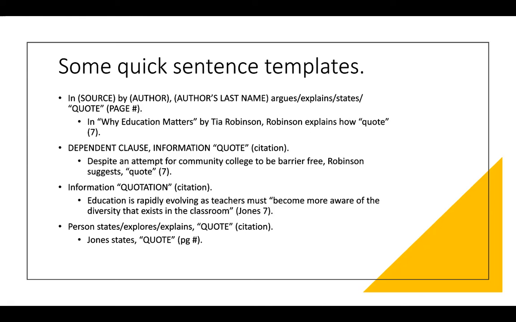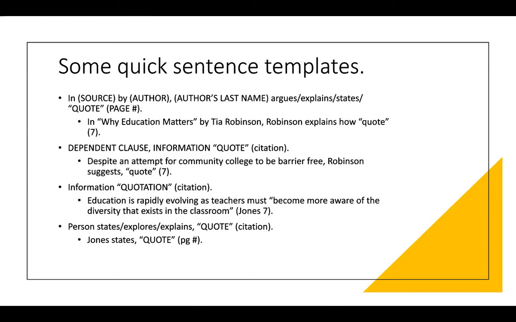An example of this could be, despite an attempt for community college to be barrier-free, comma, Robinson suggests, and then whatever we wanted to say. So that we're giving an alternative or switching gears. A third option is maybe we've already established a lot of our sources and we're really getting into the evidence. Here we can just give some information that we've added or summarized, and then our quotations. So, education is rapidly evolving as teachers must, quote, become more aware of the diversity that exists in the classroom. And then we give our citation, so that would be our parenthetical citation before we end the sentence.